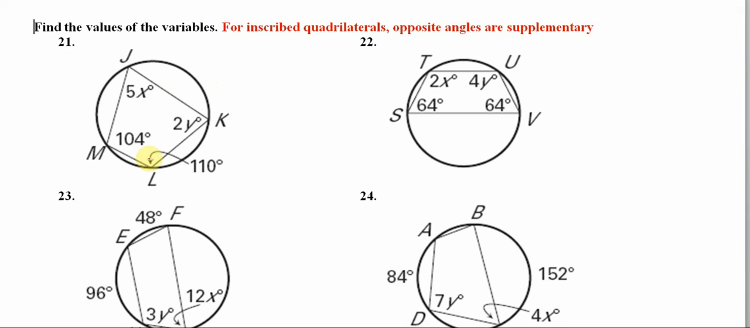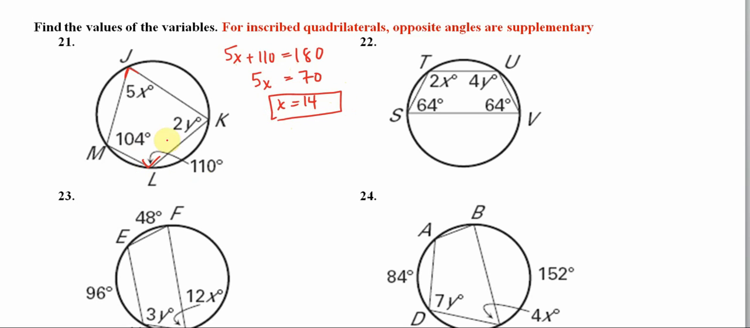In number 21, I see that this angle is 110, right? And the angle that's opposite of that is 5x, and these have to be supplementary. So I know that 5x plus 110 must be equal to 180. Subtract 110 from both sides, I get 70 divided by 5, and x must be equal to 14.